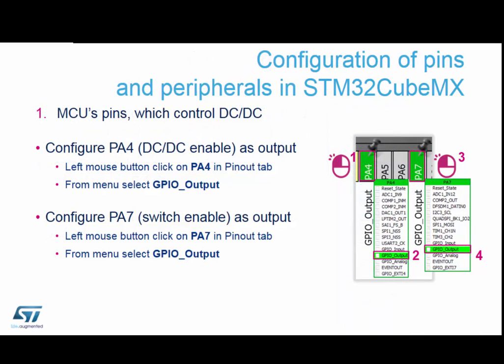So now, from the pinout, I would like you to locate two pins, PA4, PA7. They are close to each other, I believe, on the bottom of the package. And please click on each of them, and this will allow you to open the menu with the settings for each GPIO. So please select GPIO output for both of them, PA4, PA7. Is it done on your side? Not yet, okay. Okay, I believe it is done on your side, so let's go on.